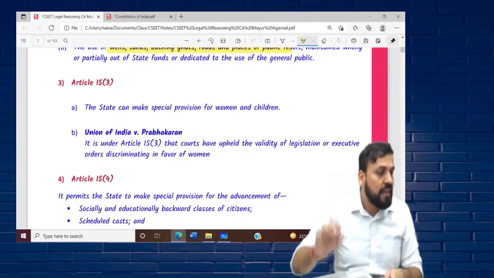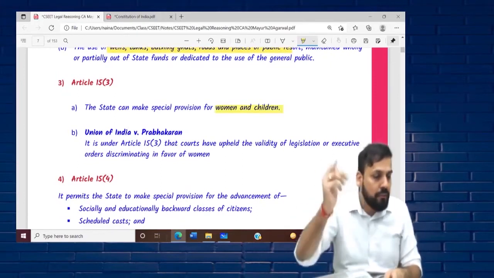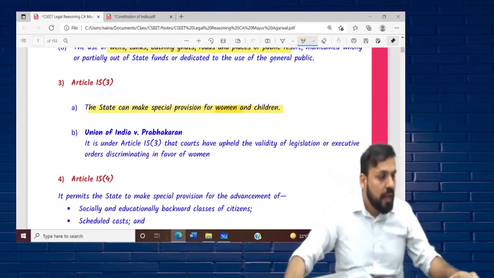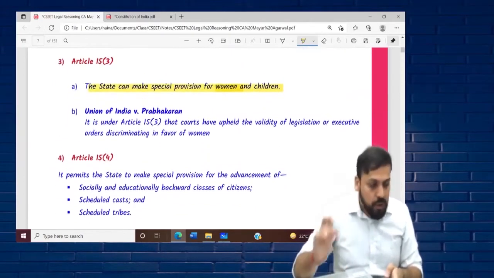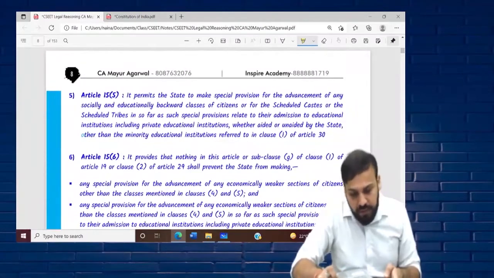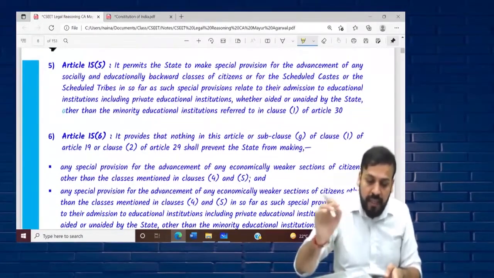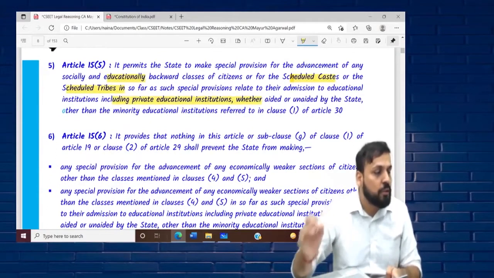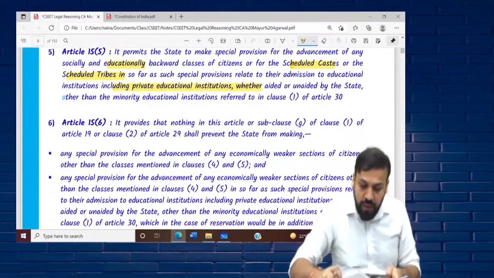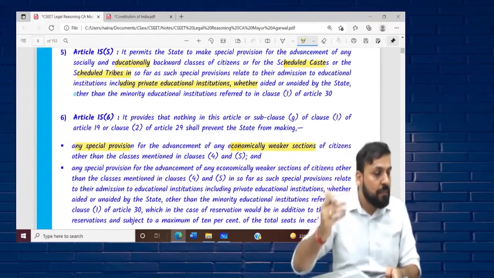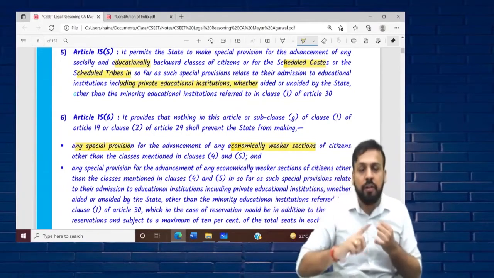Can the State make special provisions for women and children for their upliftment? Tell me yes or no. The State can make special provisions for women and children. Similarly, the State can make special provisions for scheduled castes, scheduled tribes, and socially and economically backward citizens. For example, the State can make educational provisions for scheduled castes and scheduled tribes so that they get a good education, and similarly make special provisions for the economically weaker to uplift them. All these are exceptions under Article 15(3), (4), (5), (6).